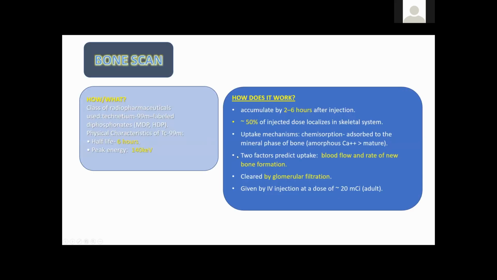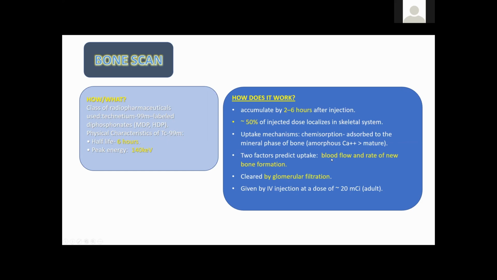For the bone scan, as we said, we can use MDP. The half-life is 6 hours. The peak energy is 140 keV. The tracer will accumulate 2 to 6 hours after injection. About 50% of the injected dose localizes in the skeletal system.